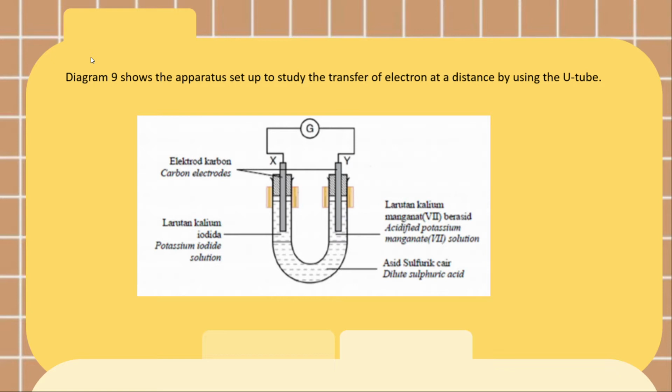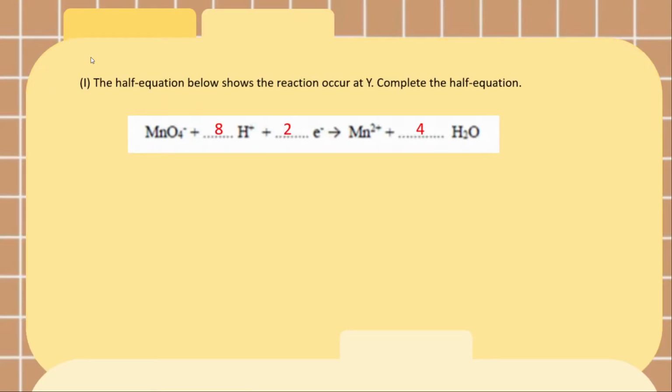So the first question is, the half equation below shows the reaction that occurs at Y. Complete the half equation. So they give us an incomplete half equation and we have to complete it. As we all know, in order to balance the equation, we have to make sure that the left side and the right side have the same value.